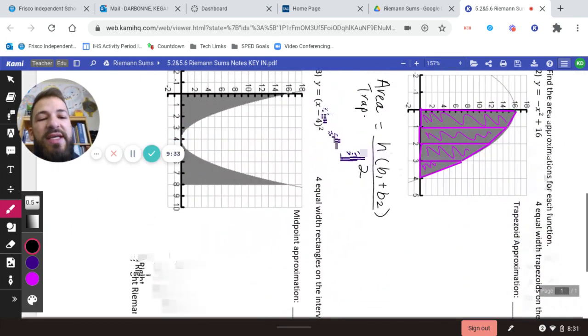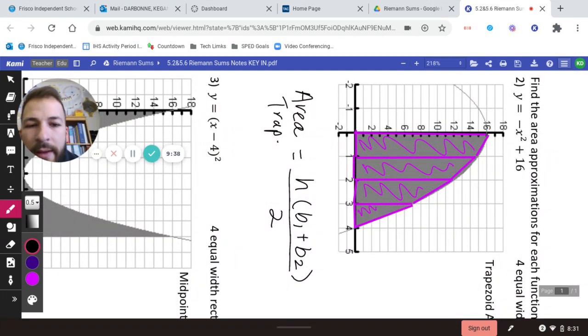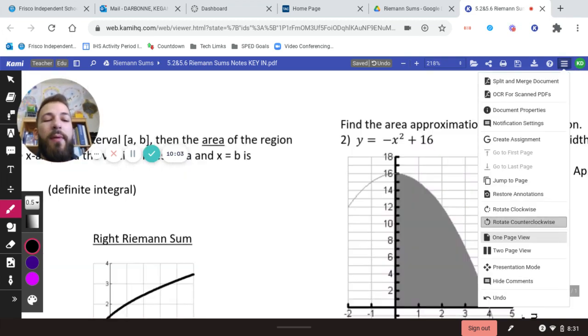So I want you to see that in our picture, our height is actually this x distance that separates each of the trapezoids. That's the height of our trapezoid. Our base 1 and base 2 are the two y distances. So this is base 1 here. This is base 2 here, and then as I go through each, it just doubles up base 1, base 2. My height, though, the x distance, is always going to be the same.